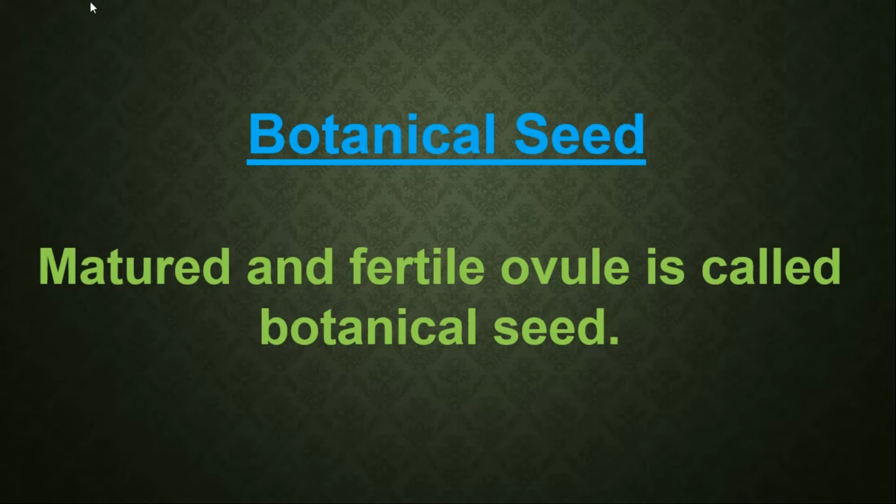Here, from this definition, you can see that two items are considered. One is matured and another is fertile ovule. These two items are very important because an infertile ovule is unable to grow plants from soil. So, to become seeds or botanical seeds, a fertile and matured ovule is needed.